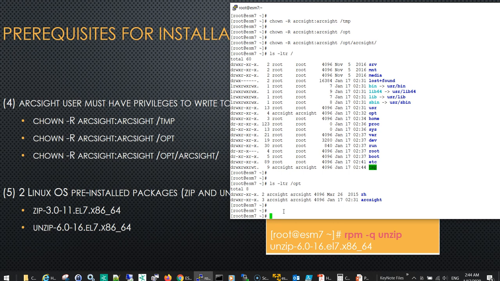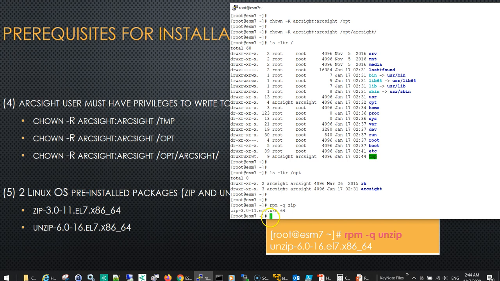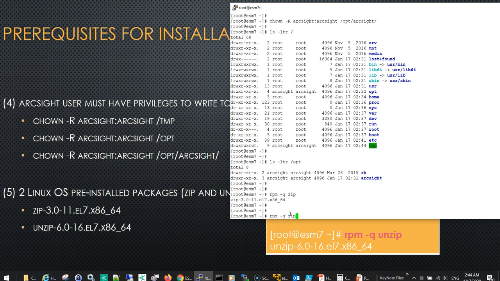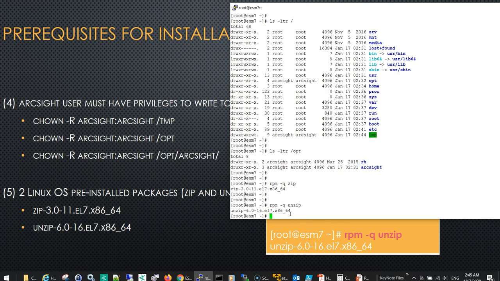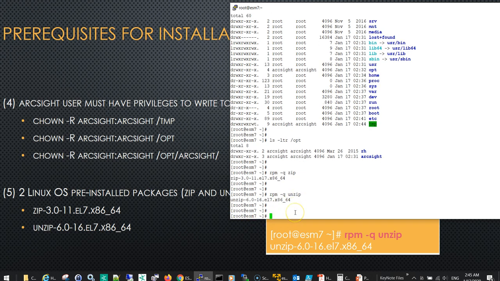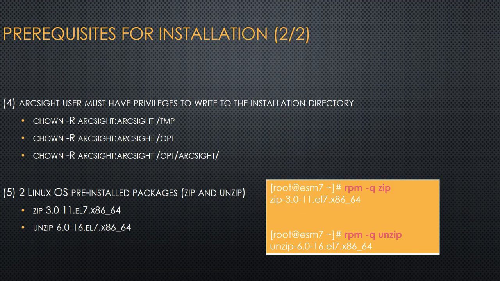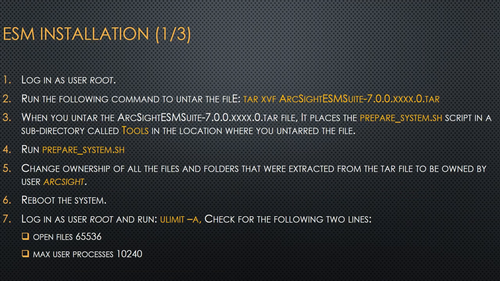For the zip package and the unzip, we can query if they are there. First, the zip package, it's here, and the version is 3.0-11.el7.x86_64. So this is fine. For the unzip, it's 6.0-16.el7. So we are good with this one. Let's go for the installation.